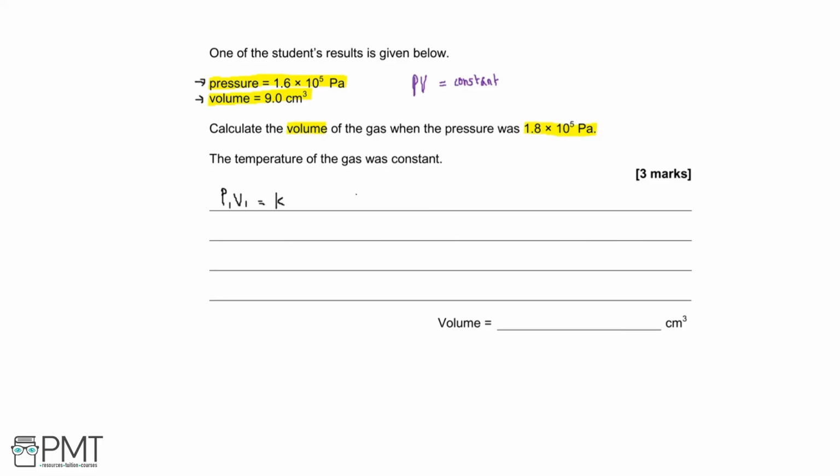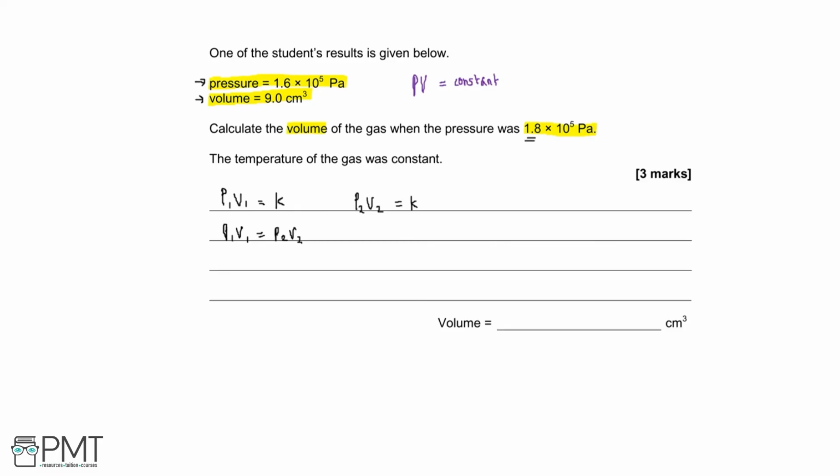And we also know that P2 V2, so that's our second pressure that they've given us, 1.8 times 10 to the 5, and then the volume that they want us to work out, also equals a constant. What we can do, because these two things equal the same thing, is we can equate them. So P1 V1 equals P2 V2. And then all we need to do is substitute in the values that they have given us.